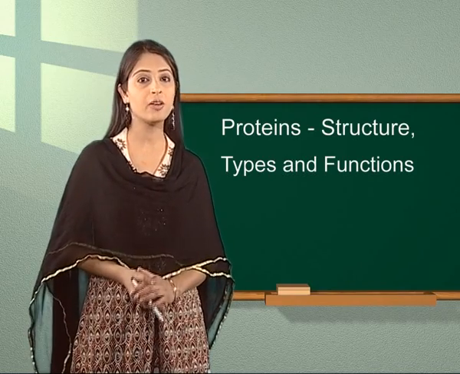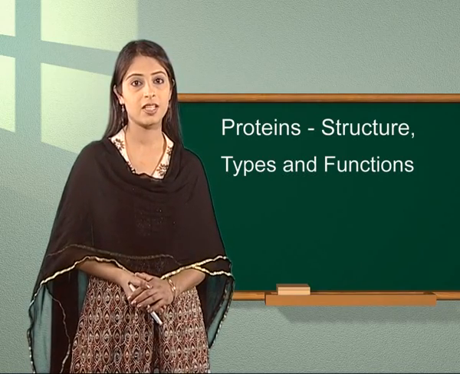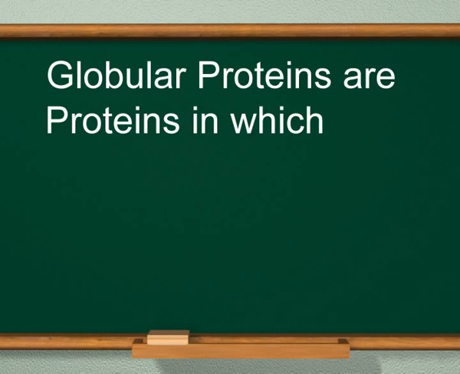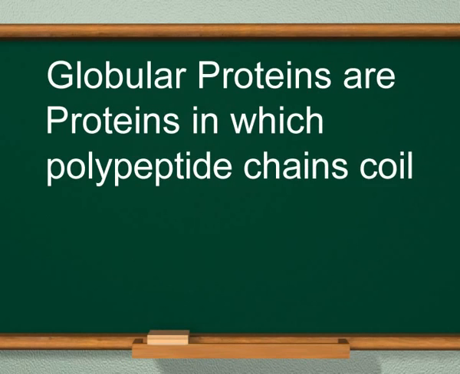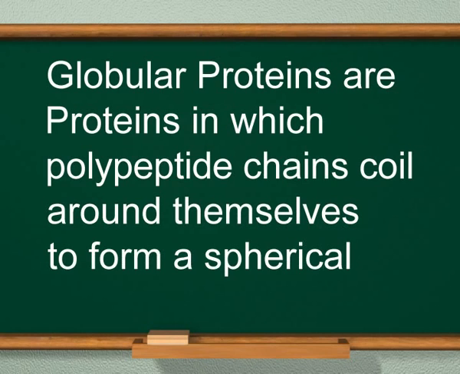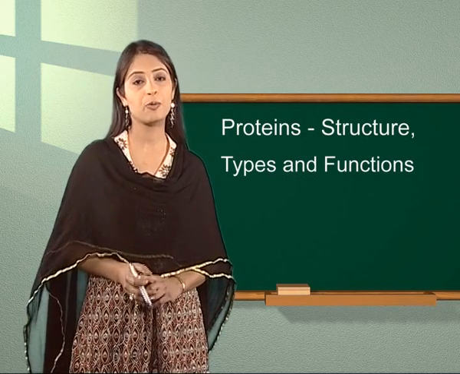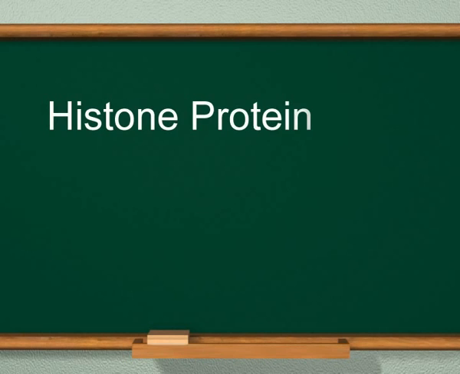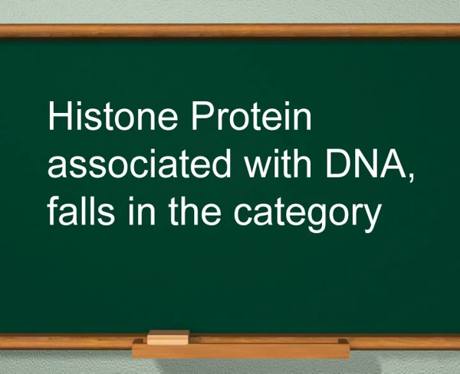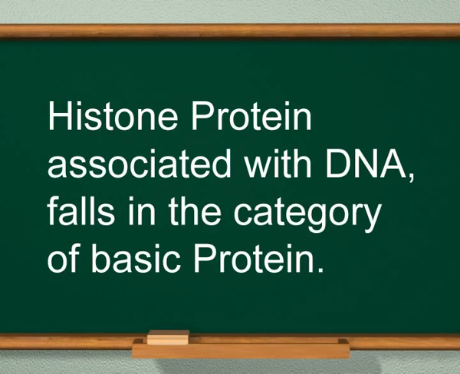The next question is, what are globular proteins? And the answer is, globular proteins are proteins in which polypeptide chains coil around themselves to form a spherical structure. My next question is, name one basic protein. The answer is, histone protein associated with DNA falls in the category of basic protein.